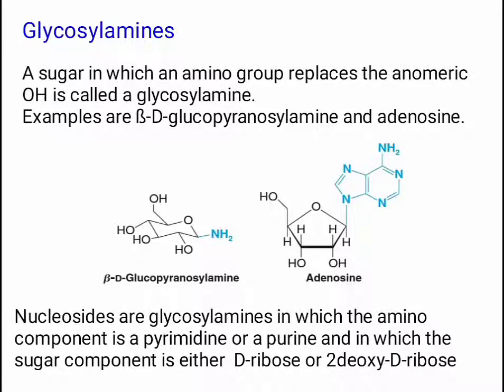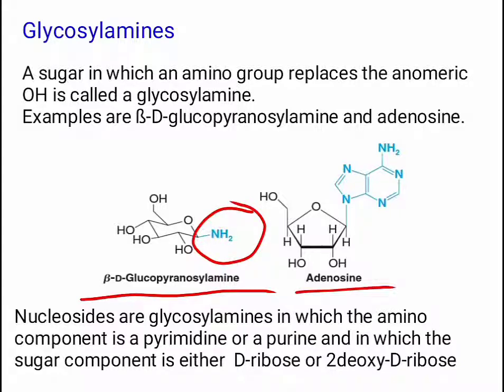Glycosylamines. A sugar in which an amino group replaces the anomeric hydroxyl group is called a glycosylamine. Examples are beta-D-glucopyranosylamine and adenosine. So this is the structure of beta-D-glucopyranosylamine, where this NH2 is replacing the anomeric hydroxyl group, and this is the structure of adenosine, where this group is replacing the anomeric hydroxyl group.